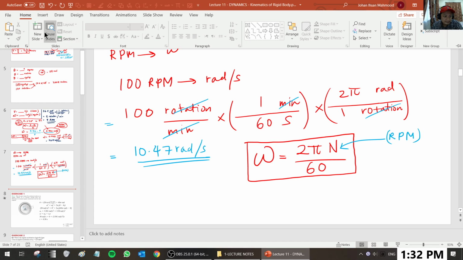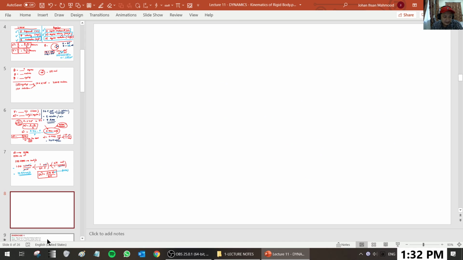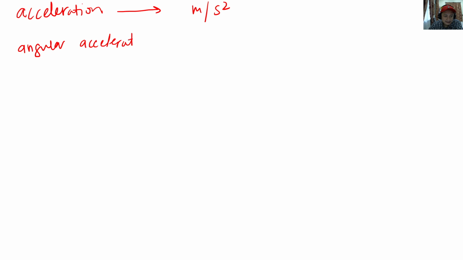New slides, blank. So now let's look at acceleration. If it's linear, a straight line, it is meter per second squared. Now you have something called angular acceleration.